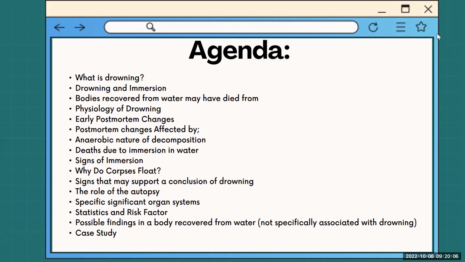So, our agenda for today, we will tackle what is drowning and immersion. Bodies recovered from water may have died from what cause, what is the physiology of drowning, what are the early postmortem changes affected by, anaerobic nature of decomposition, deaths due to immersion in water, what are the signs of immersion, why do corpses float, what are the signs that may support the conclusion of drowning? What is the role of the autopsy? Specific significant organ systems, statistics and risk factors of drowning around the world, and possible findings in a body recovered from water but not specifically associated with drowning, and our case study.